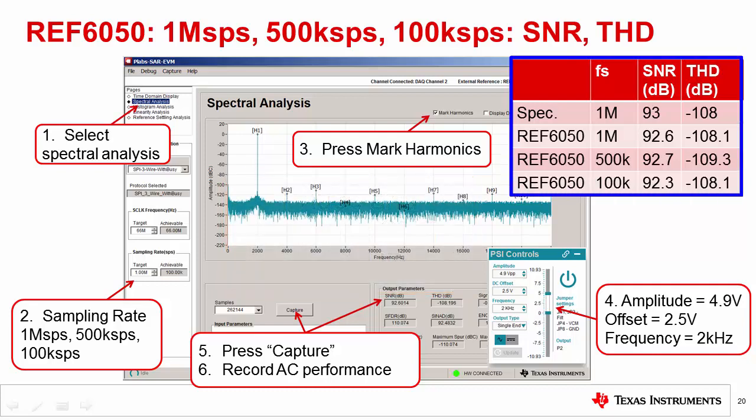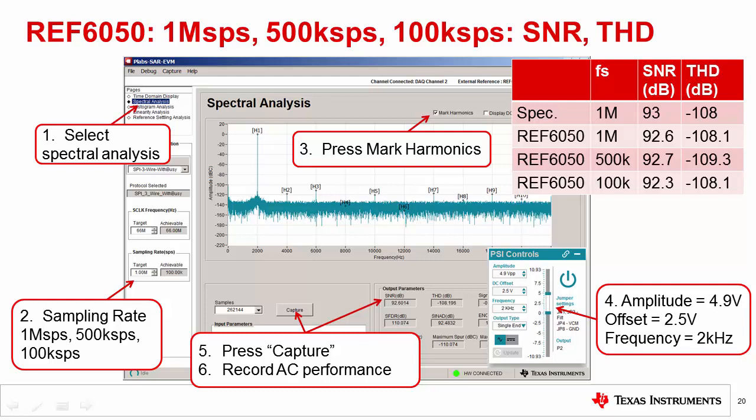The table to the right compares the SNR and THD specification to the measured performance at the different sampling rates. As expected, the measured performance is very close to the specified performance for all the different sampling rates tested. This is because the wide bandwidth reference in the Ref 6050 settles quickly, allowing for low distortion signal capture.